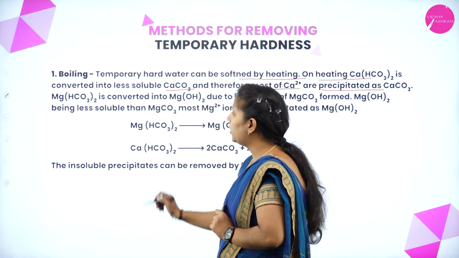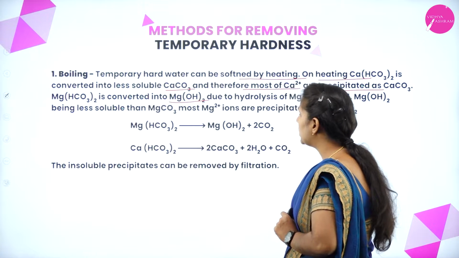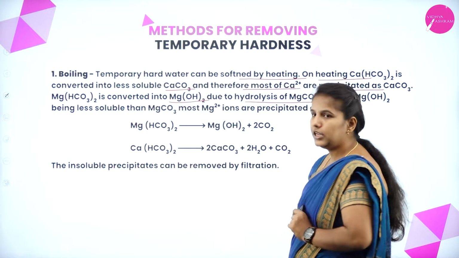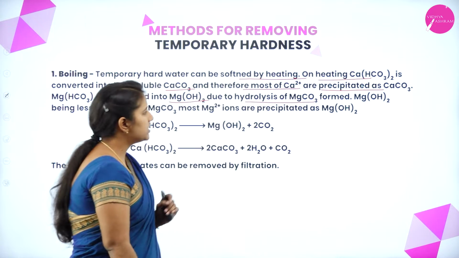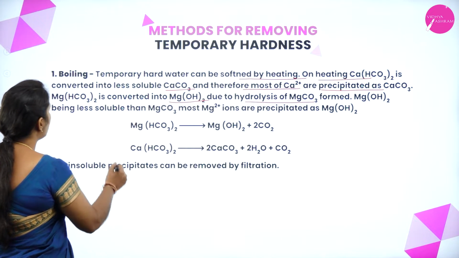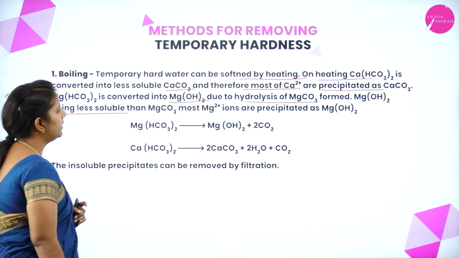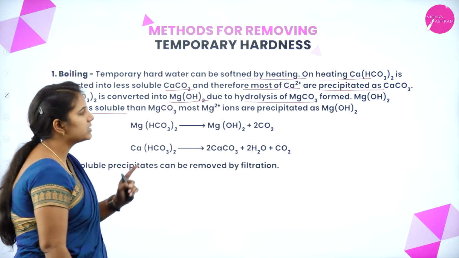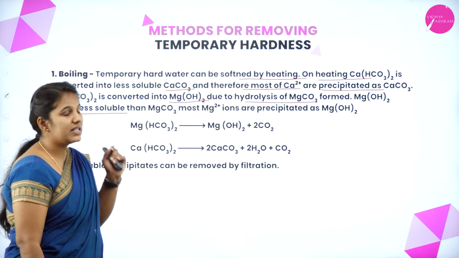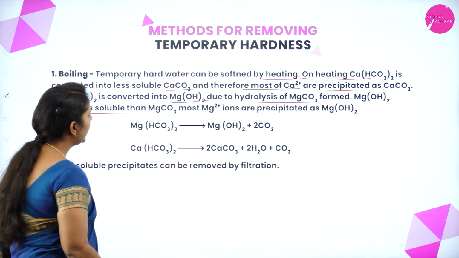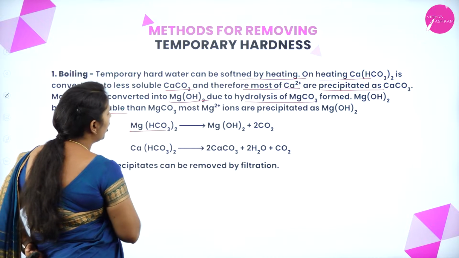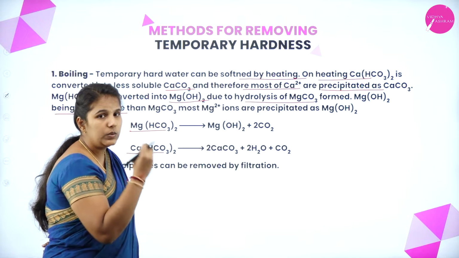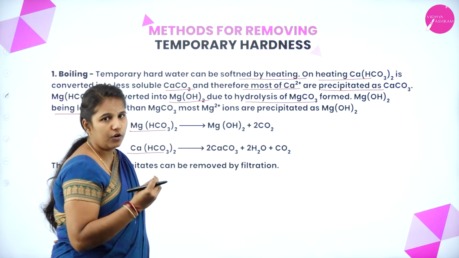Similarly, the magnesium bicarbonate is converted into magnesium hydroxide, due to the hydrolysis of the magnesium carbonate which is formed. The magnesium hydroxide is less soluble than magnesium carbonate, and most of the Mg2+ ions will get precipitated as magnesium hydroxide. Here you can see that magnesium bicarbonate and calcium bicarbonate are the salts or minerals present in temporary hard water. Is it right?